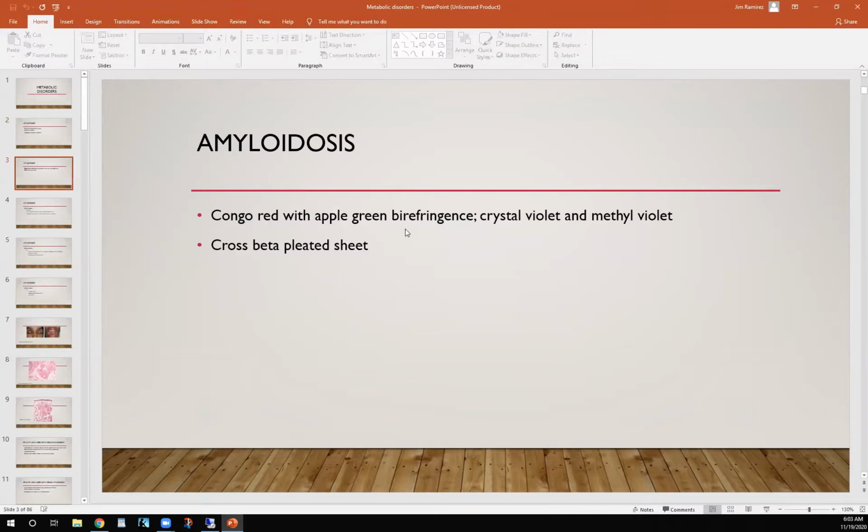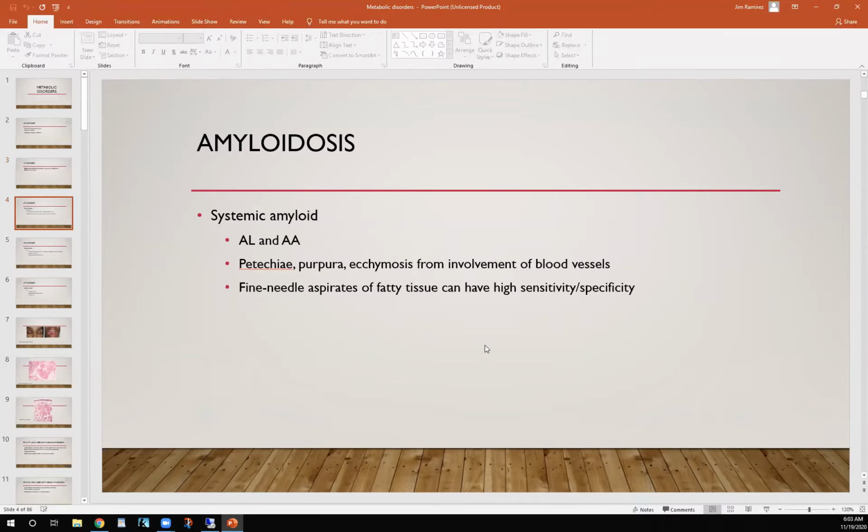Congo red with apple green birefringence, that's kind of its claim to fame. I'll show some images of that in a little bit. But we also have a good staining. I've had some good luck with crystal violet stain, methyl violet. By EM, which we don't do too often now, you do see this cross beta pleated sheet, which is kind of good boards fodder material, though, to be honest, like I said, it's not a very commonly done test nowadays.